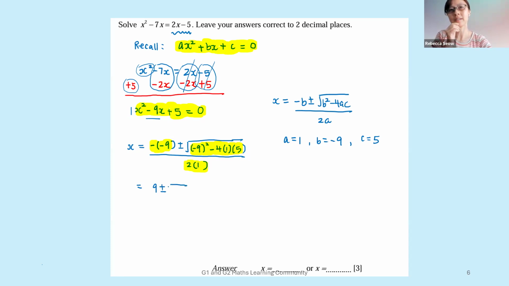Now let's work on the numbers within the square root sign. I ended up with 61. And the denominator, 2 times 1, 2. Next, let me split up the solution into 2 parts. And finally, let's work to the answer.